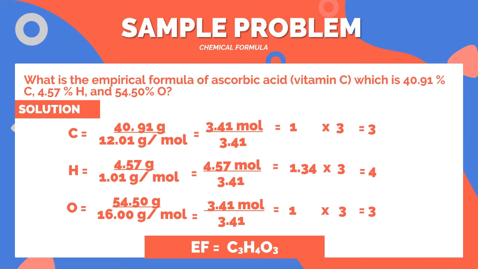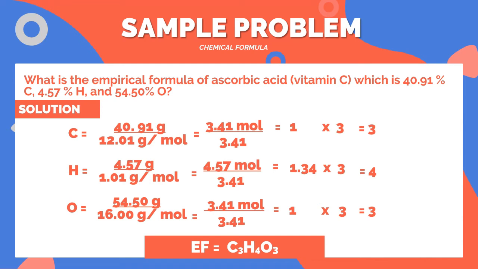So for the solution, again, we have carbon, for which we converted the percent into grams or mass. It will be 40.91 grams divided by its molar mass, which is 12.01 gram per mole. Second, we have 4.57 grams divided by 1.01 gram per mole. And for oxygen, we have 54.50 gram divided by 16 gram per mole. Computing this, we would get 3.41 mole, 4.57 mole, and 3.41 mole.